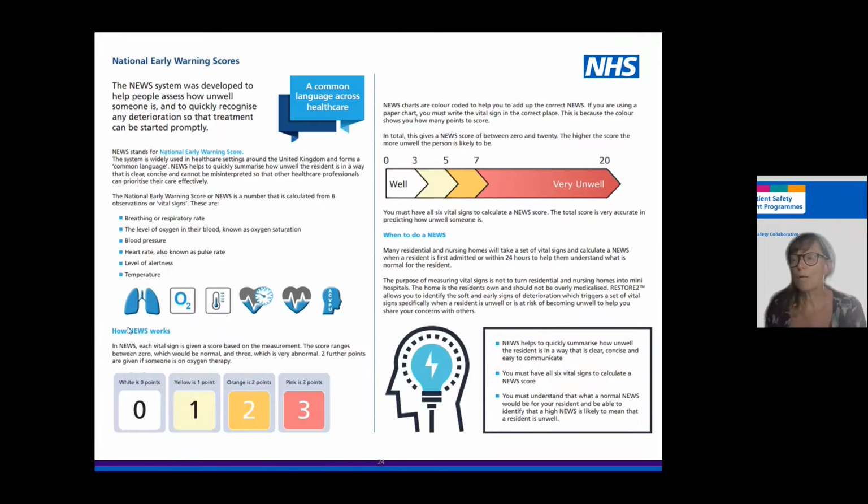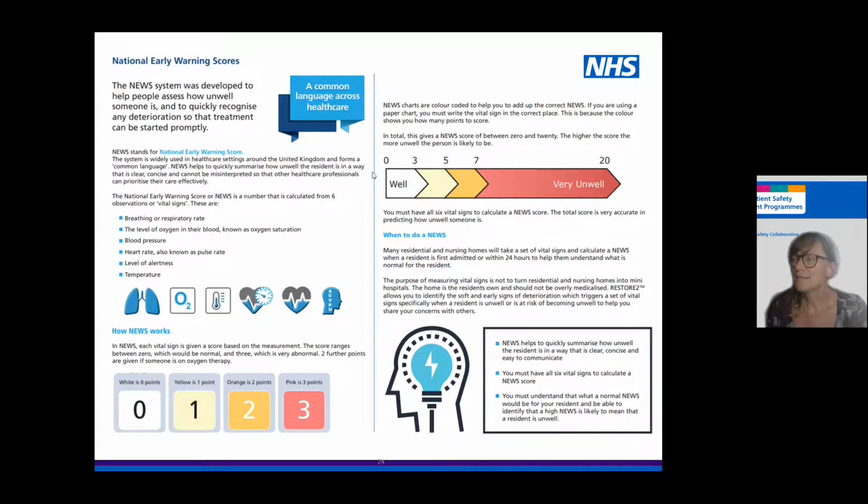Then we also talk about each of the vital signs. There's 6 of them in the National Early Warning Score 2, as you can see here. And again, you'll see these slides if you're not familiar with it, and how each is then given a number, and that's how you get your score up. We then talk about the next stage of Restore2, which is escalation, once you've got that scale.